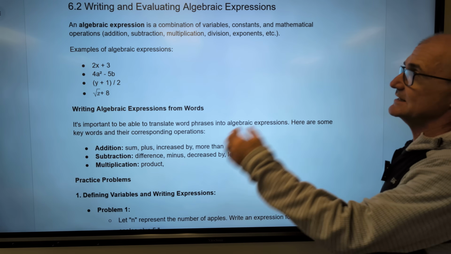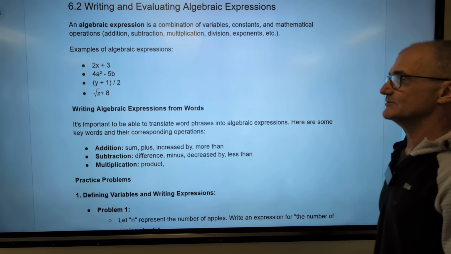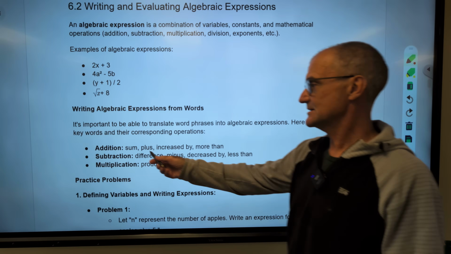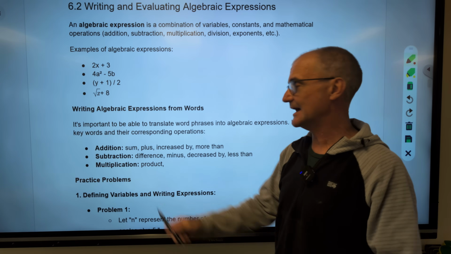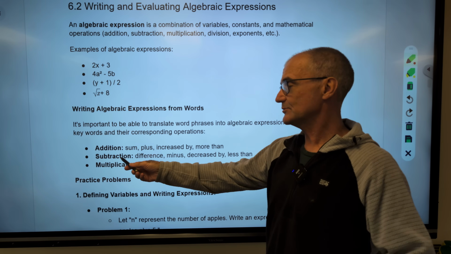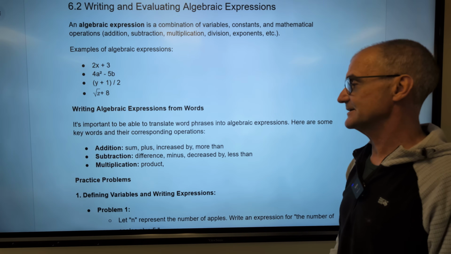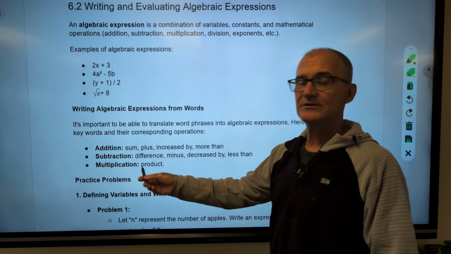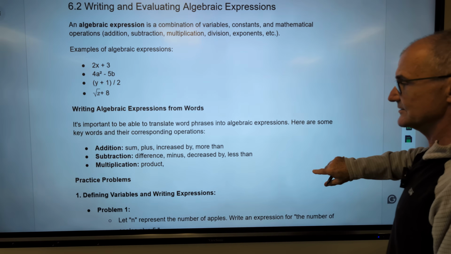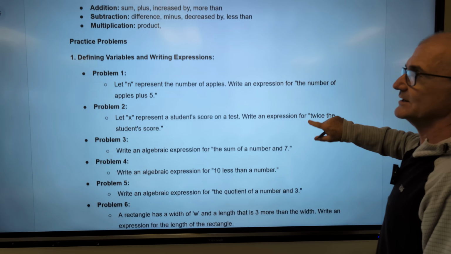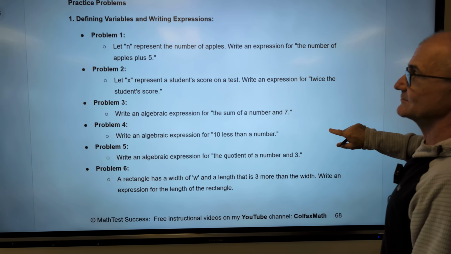Now, transferring words into expressions or into equations. Some of the words you'll see a lot are sum, plus, increase by, more than. Those all mean to add. Other words that mean subtraction: difference, minus, decrease by, less than. Multiplication: product, multiply by. Those are all the words to kind of tell you what operation to do. So let's do a couple of these problems right here.